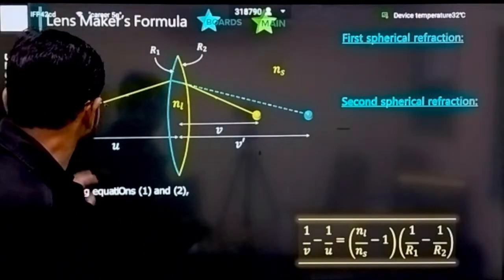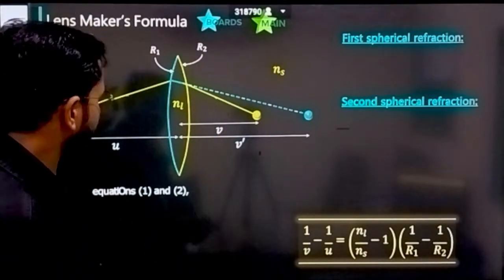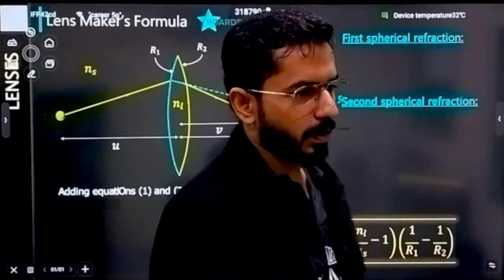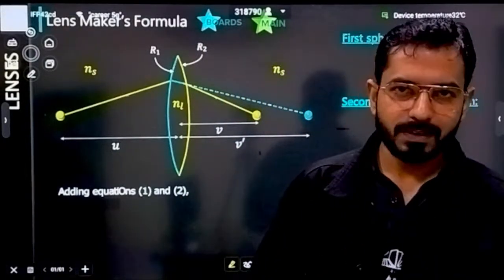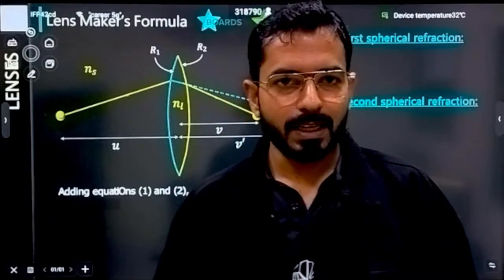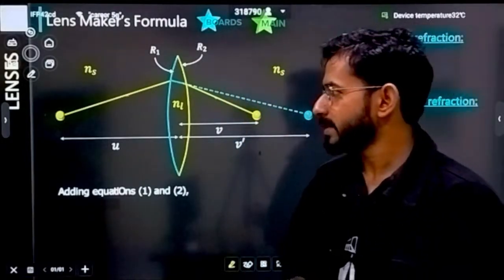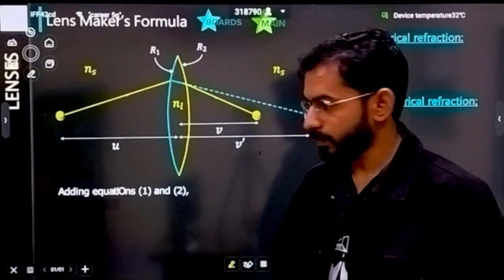See, next case. Now let's come to the lens maker formula. How will we derive the lens maker formula? That's why we study spherical surfaces majorly. To understand the lens maker formula, let's see how we can derive it.